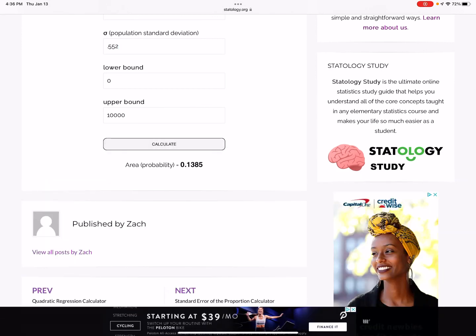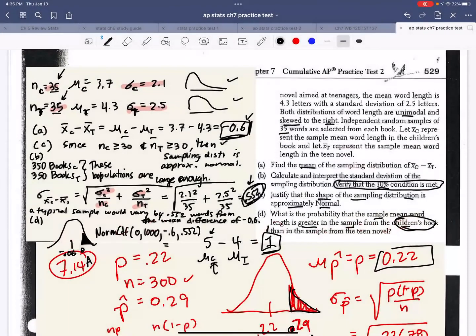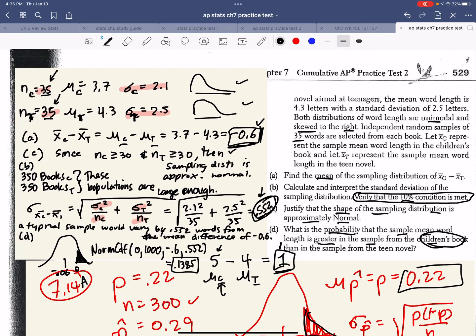It says 0.1385. And we're done. 0.1385, they asked for the probability, and I've given it to them. About 14% of the time, the children's book would actually be longer for an average word count. That's what that number means.